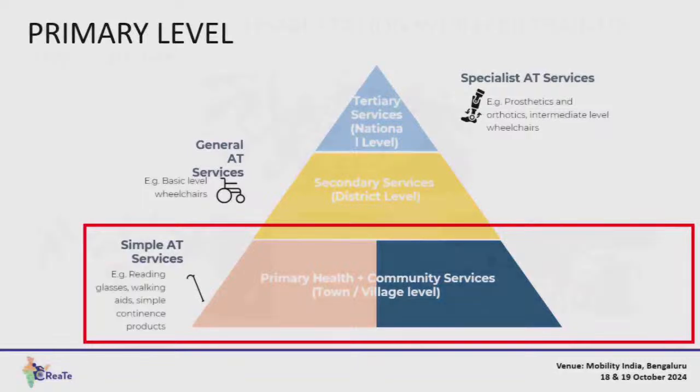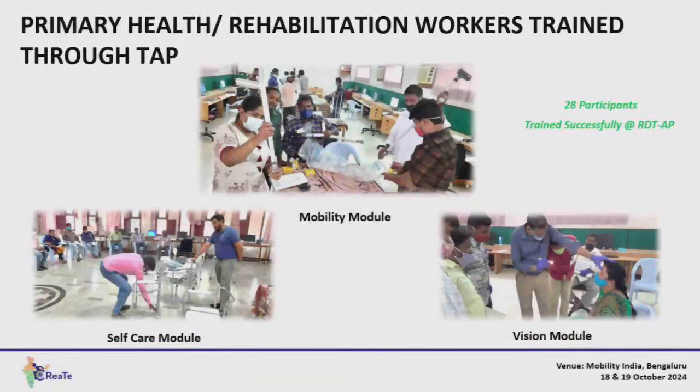So going about the primary level, mostly here we trained for the mobility modules, self-care modules, and visual modules based on TAP, training of assistive products. So in the mobility modules, we covered walkers, walking sticks, elbow and axillary crutches.